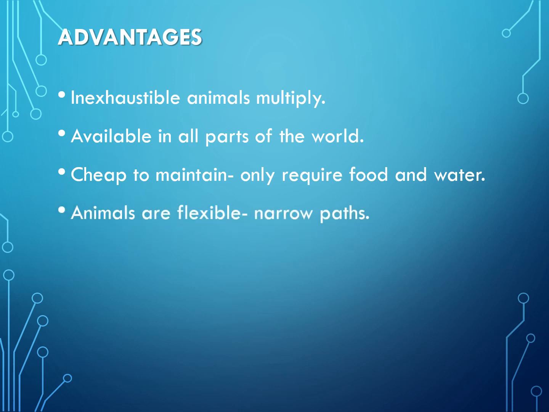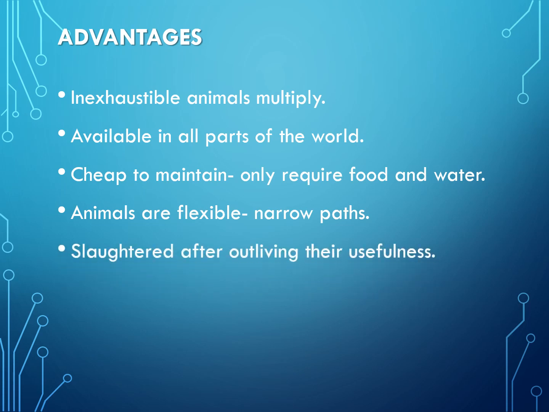Then animals are flexible. They don't need a tarmac road, they don't need a railway line. They can move through forest, they can move through small pathways, so they do not need that much infrastructure. Then after the animal is exhausted, or after you have used it well, you can slaughter it and eat. So it is a win-win situation. The animal works for you, and eventually you eat the animal.